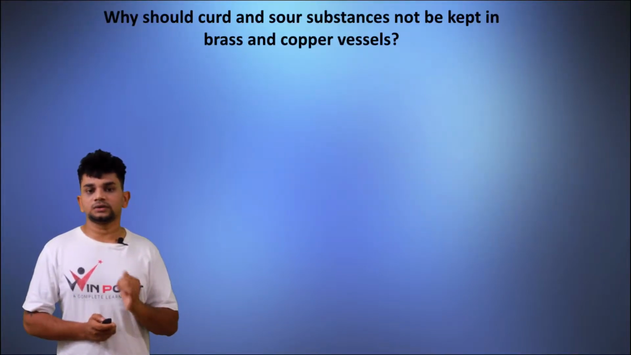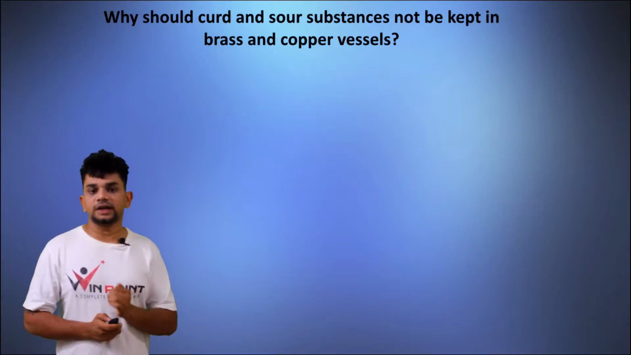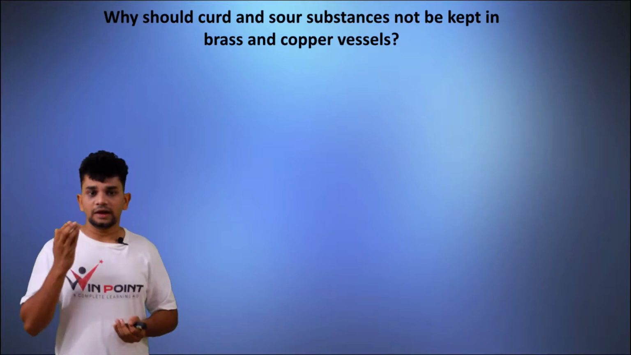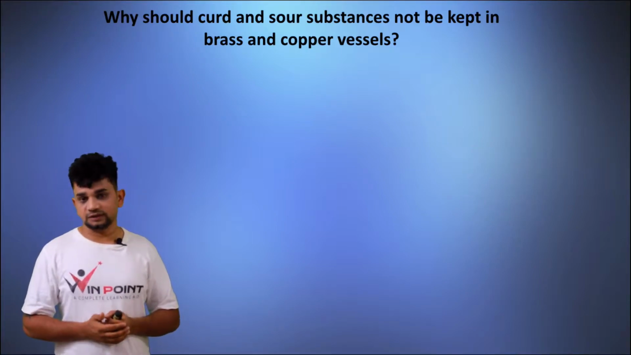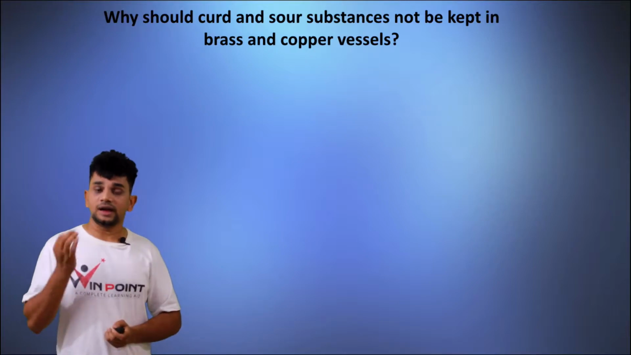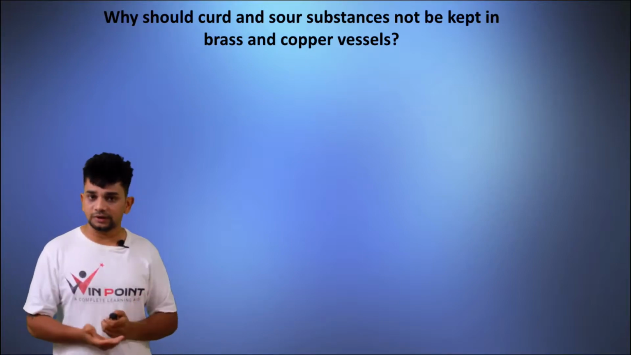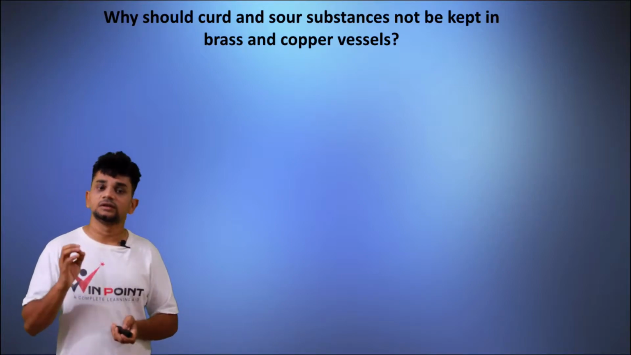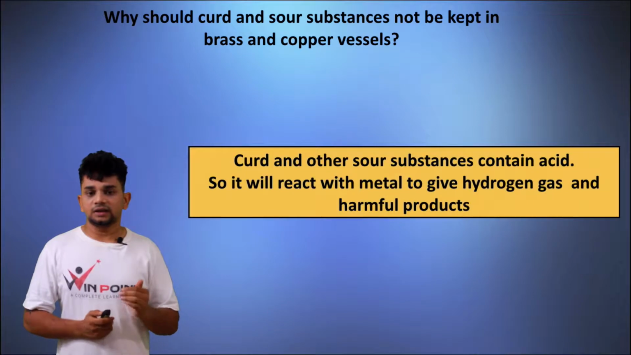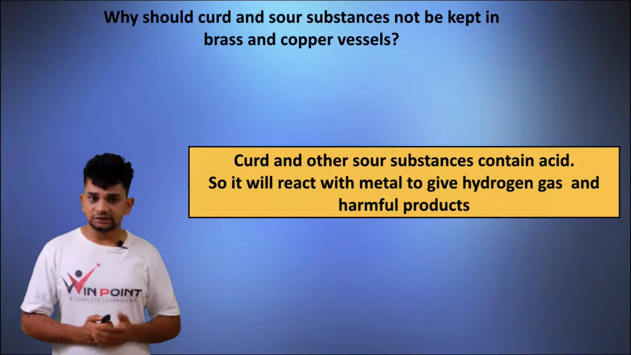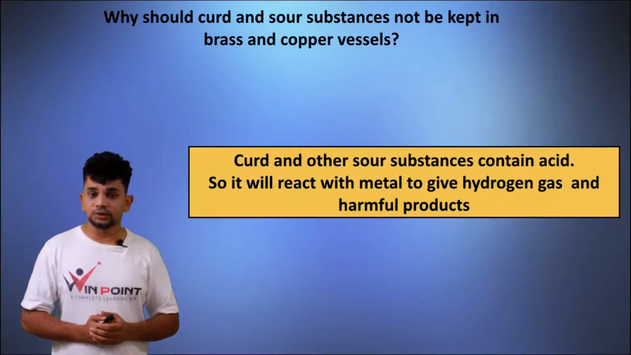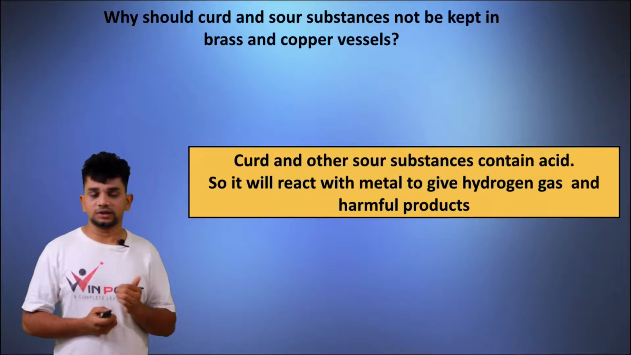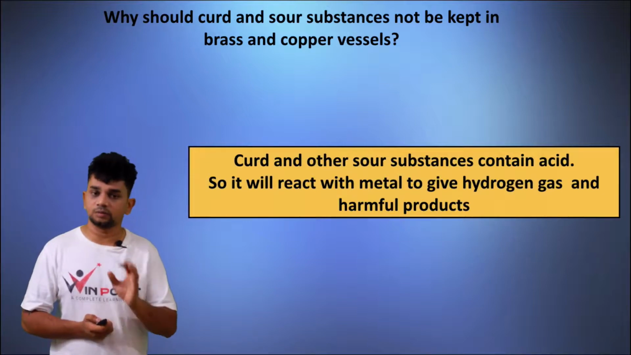Why should curd and sour substances not be kept in brass and copper vessels? Copper is a reactive element, right? It is a highly reactive metal, and curd and other sour substances are acidic. There will be a reaction between the acid and the metal, and we need to prevent that. For that, we do not keep curd and other sour substances in copper vessels. Curd and other sour substances contain acid, so they will react with the metal to give hydrogen gas and harmful products. We should not keep curd and other sour substances in copper or brass vessels.